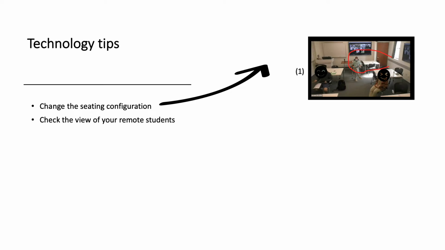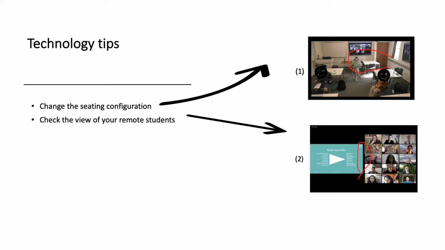I also needed to check the view of my remote students often, which I could do by simply looking at the LCD screen located right below the camera. And if you take a quick look, you can see there is a small window where you can see yourself, the in-person students. And if you take the vertical bar and slide it towards the left, that is highlighted here on the picture, you can also see all of your Zoom students, which was very important for me because I needed to see all of them.